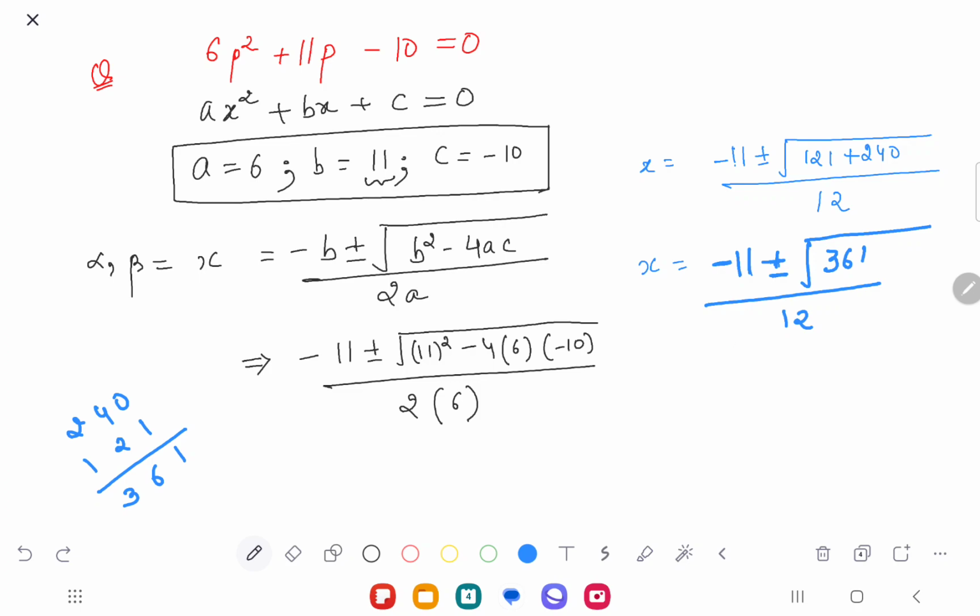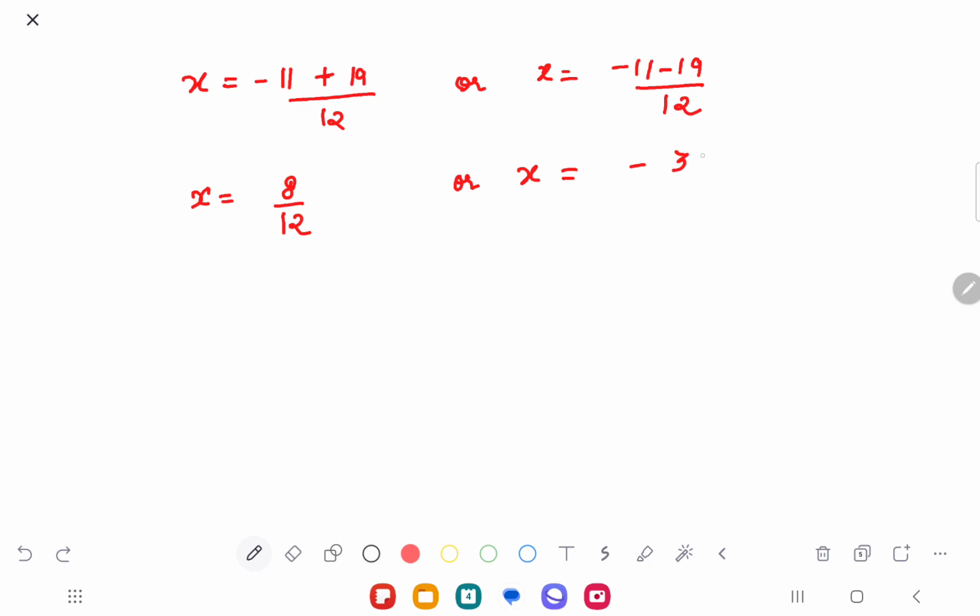So I cannot perform both the operations together. So I will do minus 11 plus what is root 361? That is 19, over 12, plus minus 19 over 12. So either my answer shall be x is going to be minus 11 plus 19 over 12, or x shall be equal to minus 11 minus 19 over 12. So I have the value of x is what? It is going to be 8 over 12 because 19 minus 11 would be 8, or my x value would be minus 30 over 12. Solve in the values. What do you get?